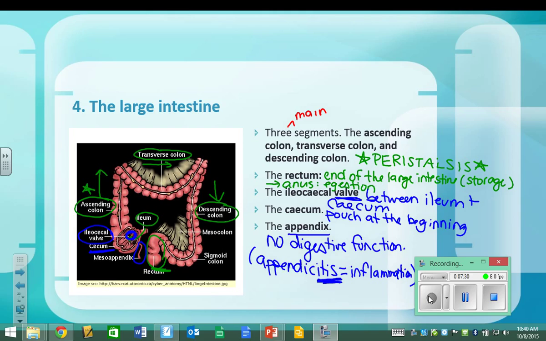Now this is a little bit about the anatomy of your large intestine. Does anybody have any questions they want to ask about any of the anatomical words? So we still haven't really said what it is that your large intestine is supposed to be doing. And so that will be the next point. What does your large intestine do?